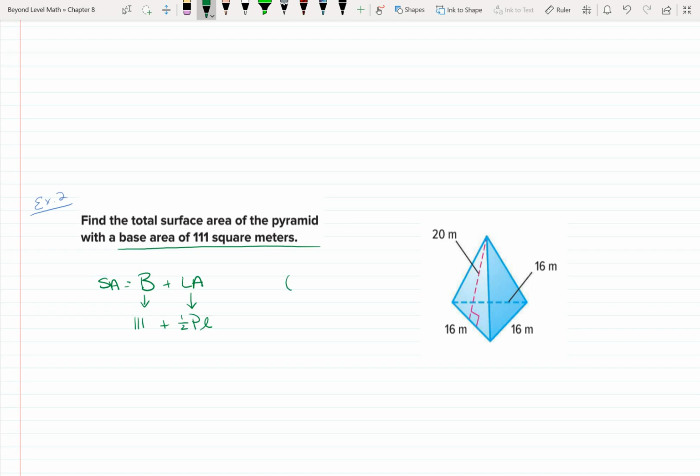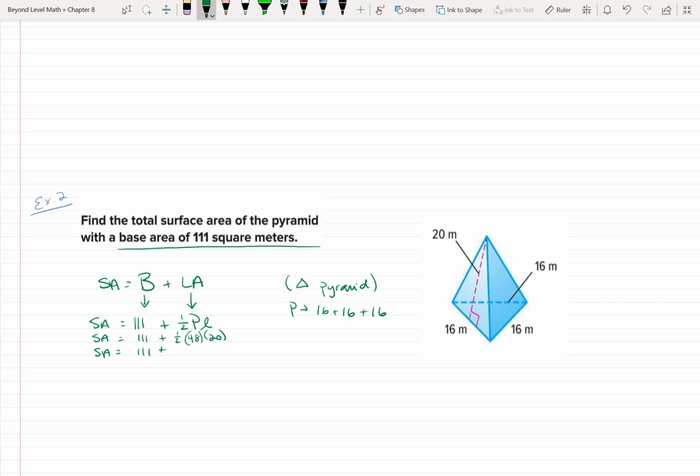And then to the side, I would put triangular pyramid, which means my perimeter will be found by doing 16 plus 16 plus 16. So 16 times 3 gives us 48. So I'm going to plug in 48 for that perimeter. Now the slant height is 20 meters. All right, so surface area equals 111 plus, I'm going to do 1/2 times the 20, which is 10.